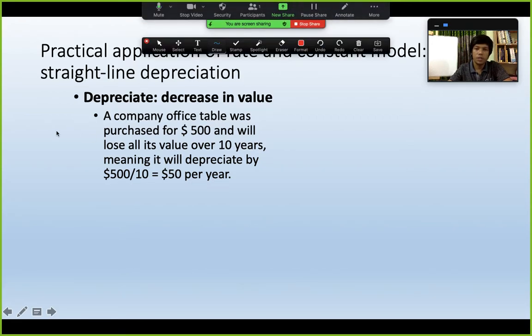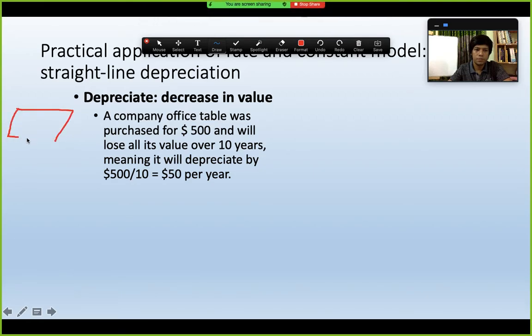A company bought a table, okay, some table. Oh my god, this is such a nice table. This is a joke. I do not know why I gave this line. Maybe the table is broken somehow. I'm kidding.